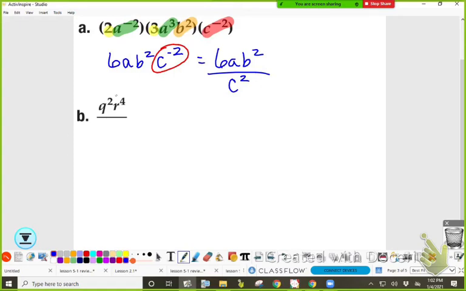Next problem, q squared r to the 4th over q to the 7th r to the 3rd. So start with your first letter, q to the 2nd over q to the 7th. You have 2 on top, 7 on bottom. So if you were to cancel them, how many would you have left and where would they be at? Meaning the top or the bottom. It'd be 5. Where at then if it's a negative? In the bottom, yep.